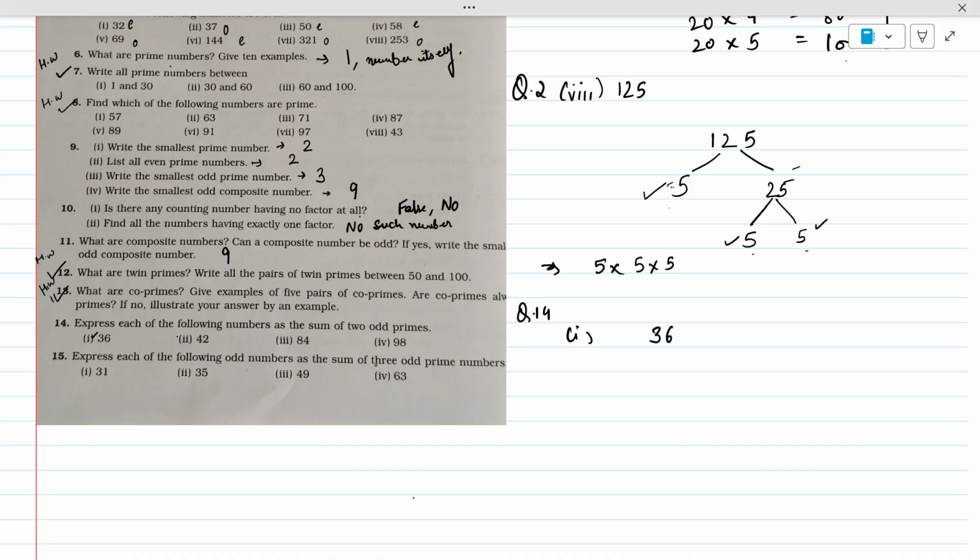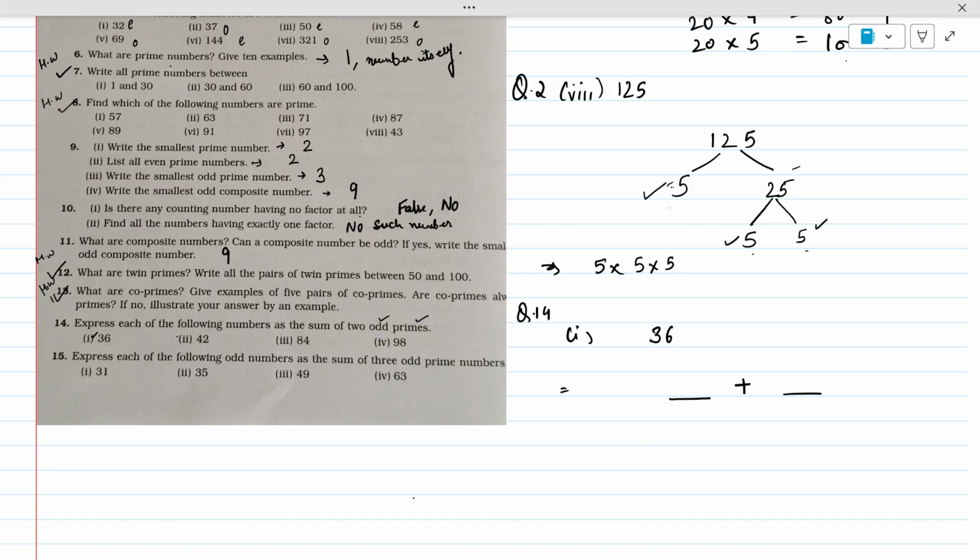What we need to do here is, we have to express them as the sum of, that is addition of, two odd prime numbers. So first of all we have to find two numbers, both the numbers should be odd and both should be prime, and the addition, that is the sum of both the numbers, should give us 36. Okay, so let's do this.